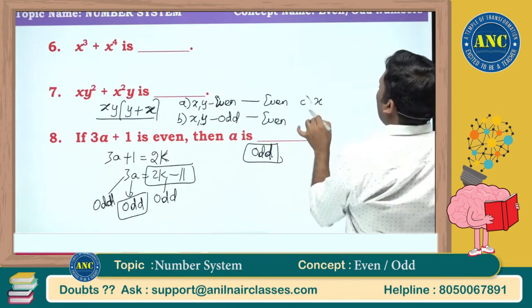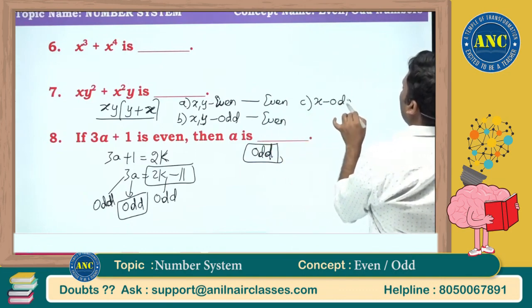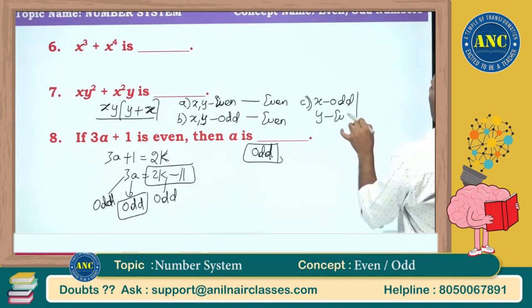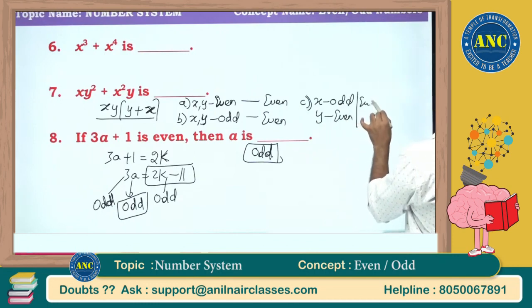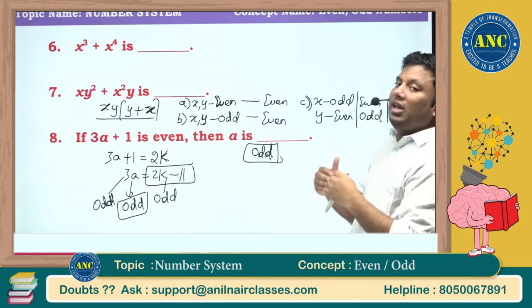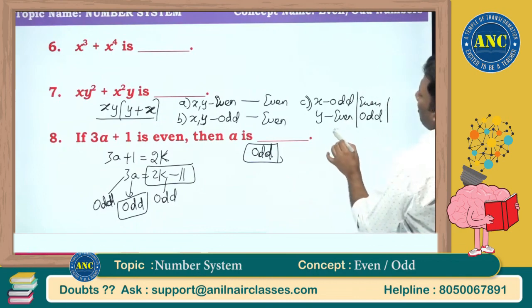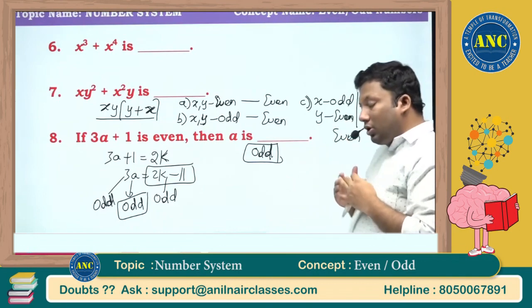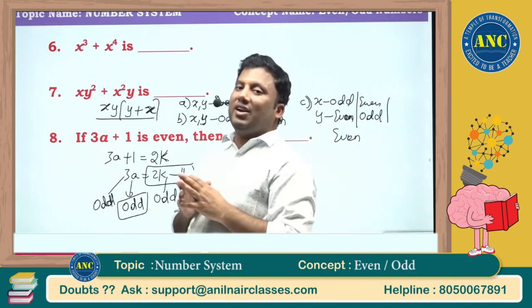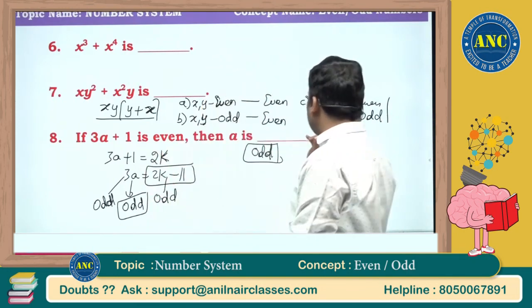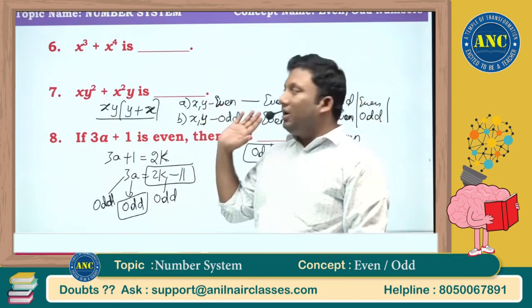When one is odd and another is even, now see. Odd into even into any number, even into any number, the answer will be an even number. Odd into even into (odd plus even); odd plus even is odd. Even into any number, the answer will be even. I hope it is clear.